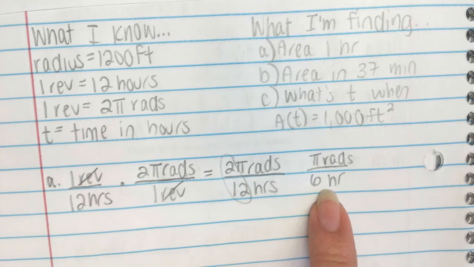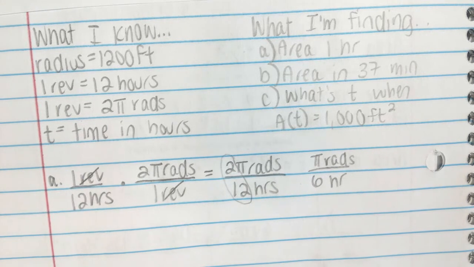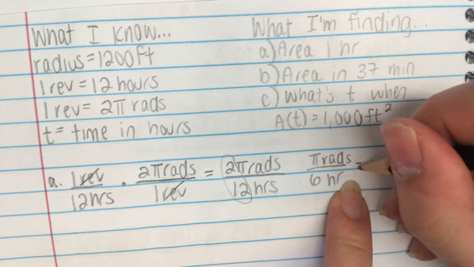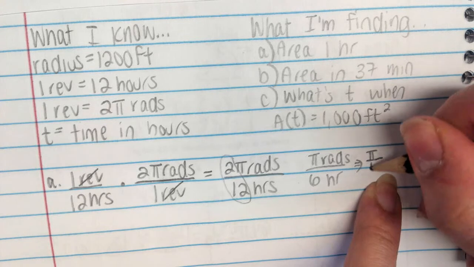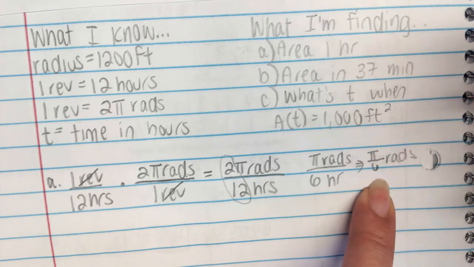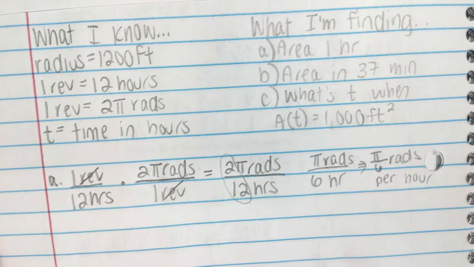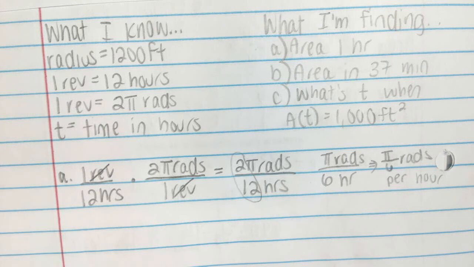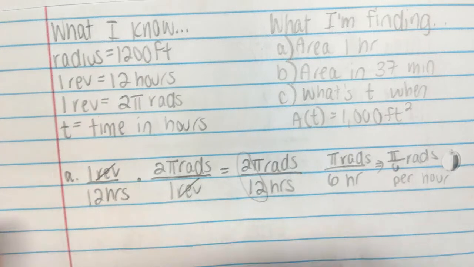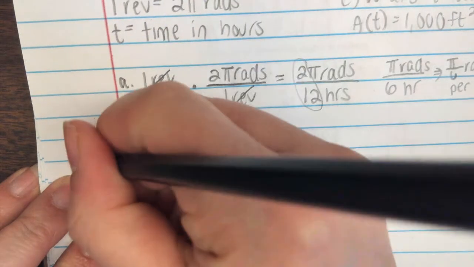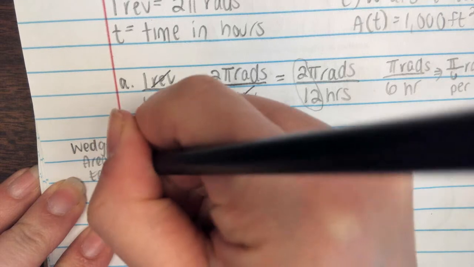So we basically know that this thing rotates essentially pi radians every 6 hours. But really, we could write it like this, which is even better. It rotates pi over 6 radians per hour. This is another way of thinking about it or writing it, right? So, going back, we are trying to find the area that is covered by the arm in 1 hour. We need to come back and look at that wedge area equation that we were just working with previously, okay?